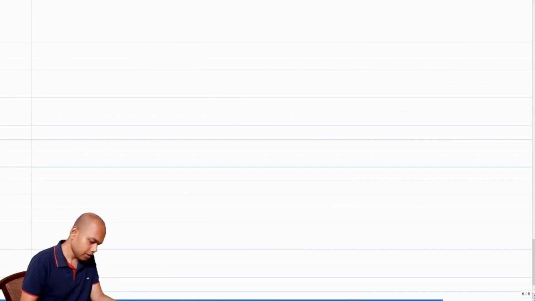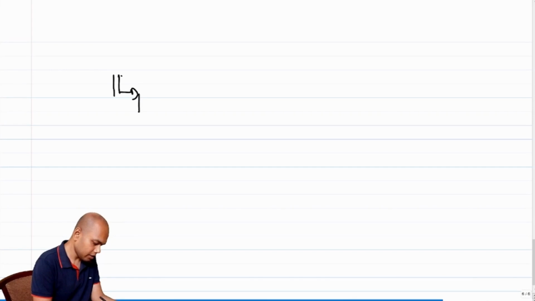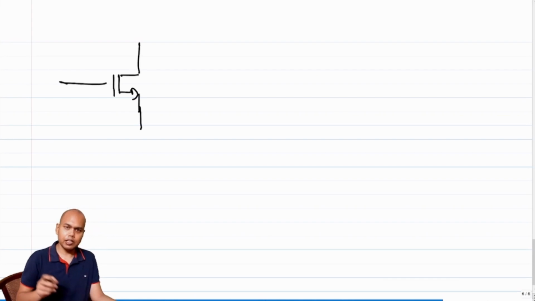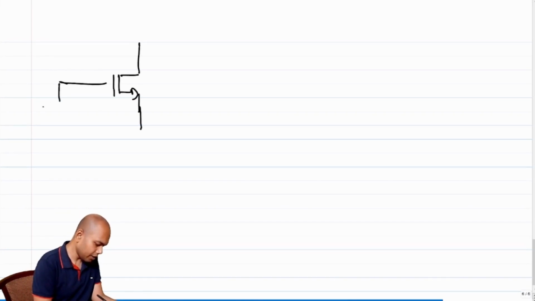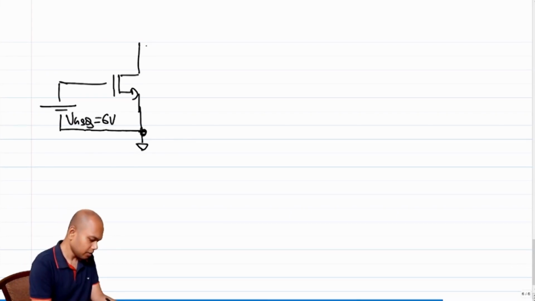Okay, that's great, which essentially means that for this MOSFET I'll have to apply a VGSQ of 6 volts. How do I apply a fixed voltage of 6 volts? I'll have to use a battery, right? So let's say I have a battery between the gate and the source, and I say this VGSQ is equal to 6 volts, right?